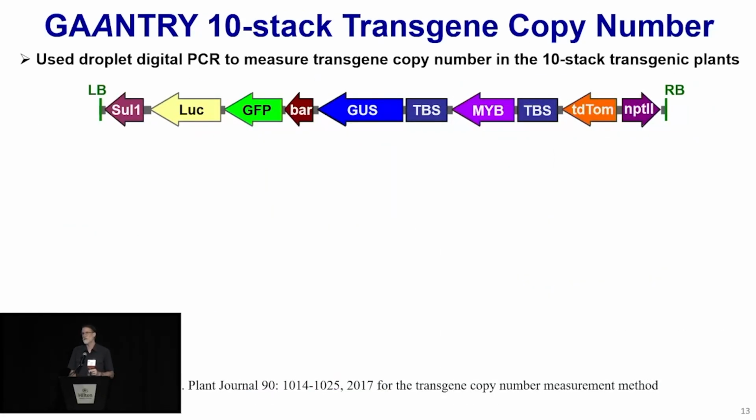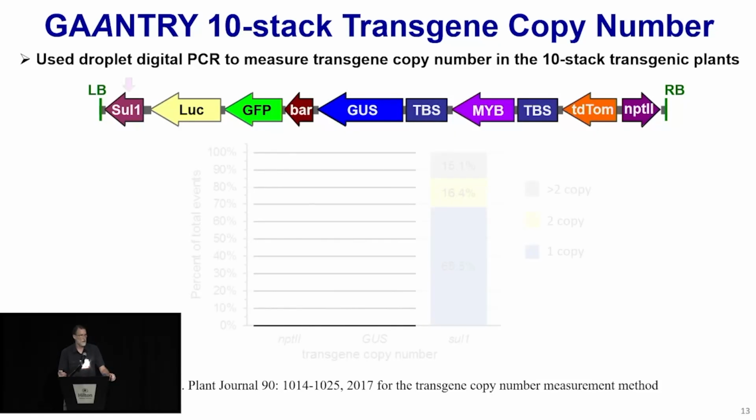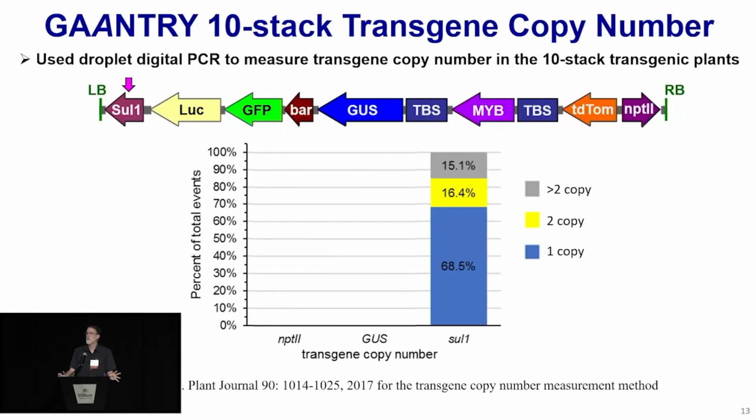The next thing we went to characterize these plants is to look at the copy number of the introduced construct. And to do that, we used a droplet digital PCR method to examine the copy number of 3 components in the 10-stack. The first component we looked at was the sulfadiazine selection marker. And of the plants that we tested, over 68% of them had just a single copy of that part of the 10-stack.